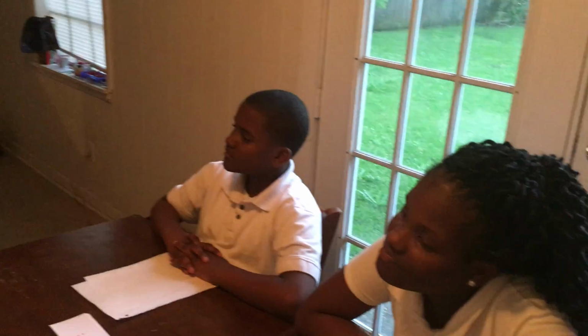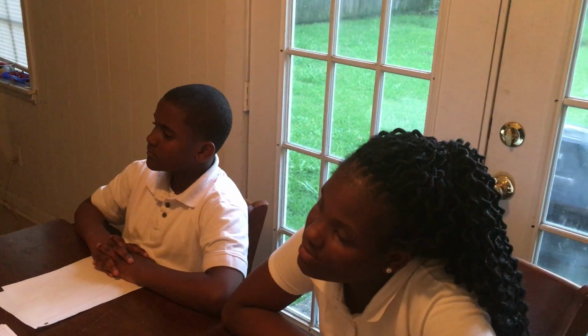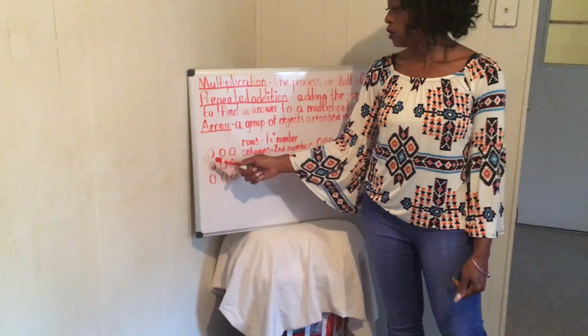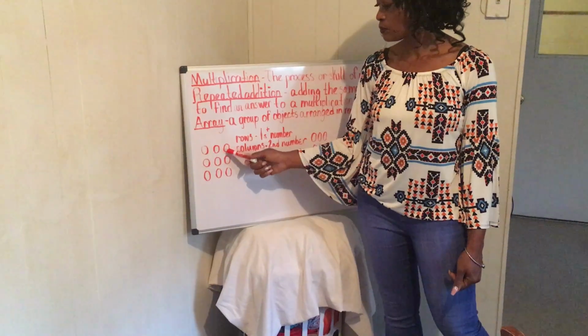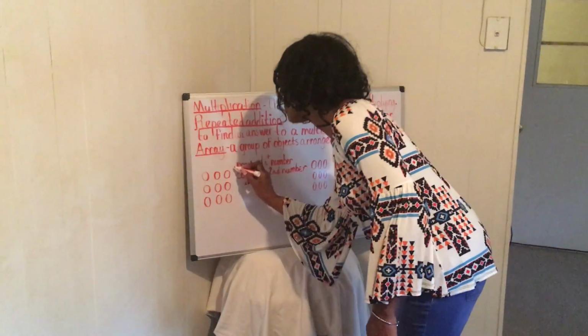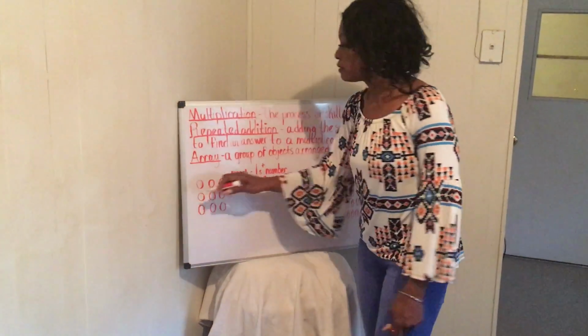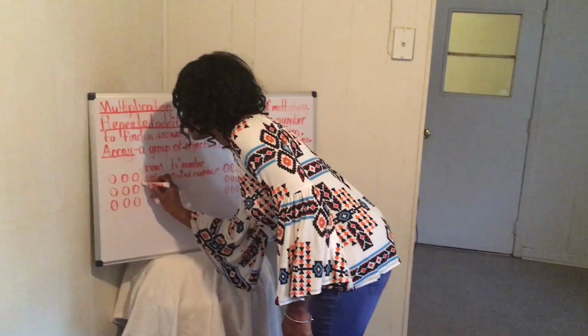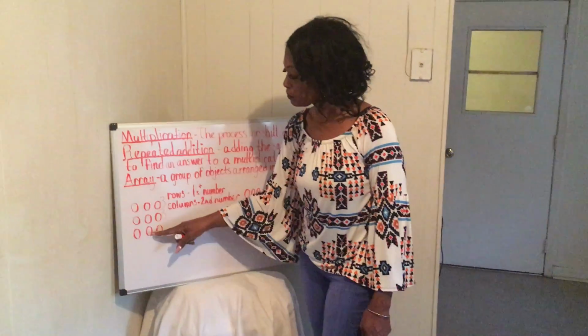Okay? So Jayla, let's take a look at this array. Alright, I'm going to start out by focusing on each row. And how many objects do I have in each row? Okay, so let's count, class, together. 1, 2, 3. So the first row has how many? 3. Okay. Let's count the second row. 1, 2, 3. Alright. And the third row. 1, 2, 3.